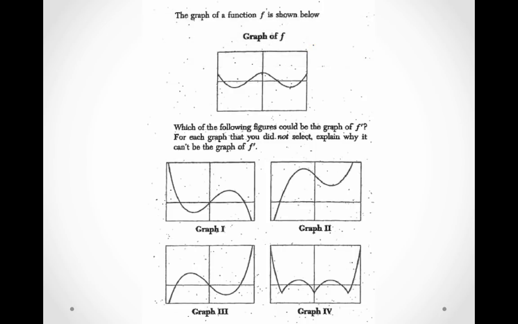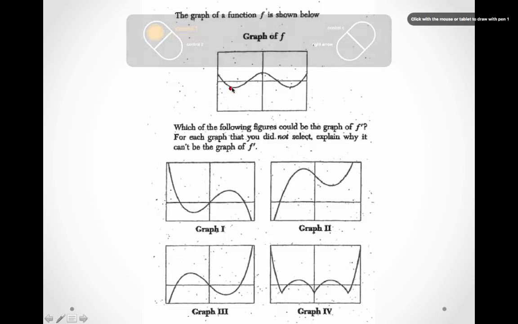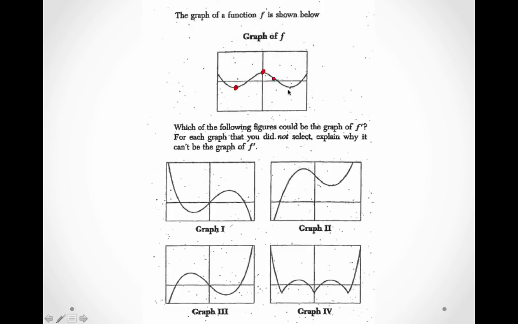Which one is going to be which for this guy right here? We're going to examine the slopes. The first thing I would do is examine the zeros here, here, and here, which means I have three zeros. It can't be this one. Wrong zeros. This one has too many zeros.